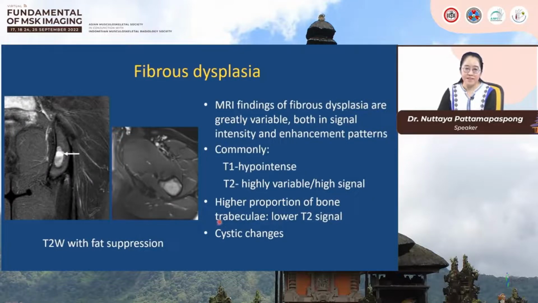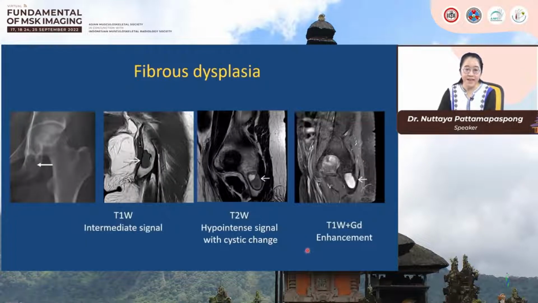For MRI, the pattern can be greatly variable because they can have fibrous and cystic appearance. It's usually hypointense on T1 and has low signal intensity on T2 because of the trabecular bone, but they can have cystic change within the lesion. This is the pattern of fibrous dysplasia that has a lytic lesion with sclerotic border, intermediate to low signal on T1, hypo signal with cystic change on T2, and it has enhancement in the post-contrast study.